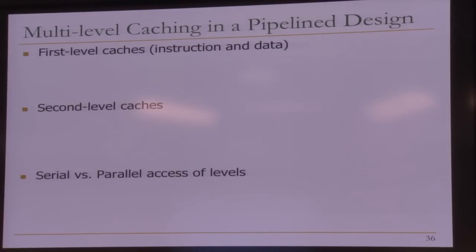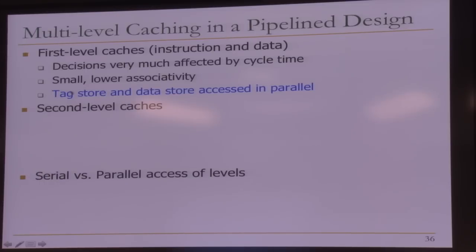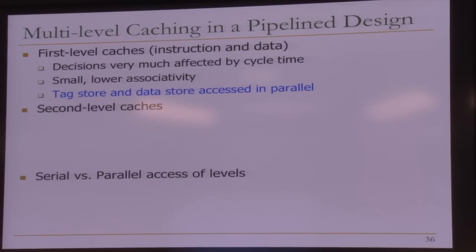OK, let's take a look at multi-level caching a little bit. And we've discussed this a little bit. First level caches, as I said before, decisions are very much affected by the cycle time and the design of the pipeline. As a result, you have small caches, lower associativity caches, right? Because your cycle time needs to be fast. And for the same reason, because you want to supply data quickly to the pipeline, tag store and data store are accessed in parallel. Remember indexing? You index into the tag store and the data store at the same time. You get the data outputs from both, and then you mux the data from the data store from different ways.